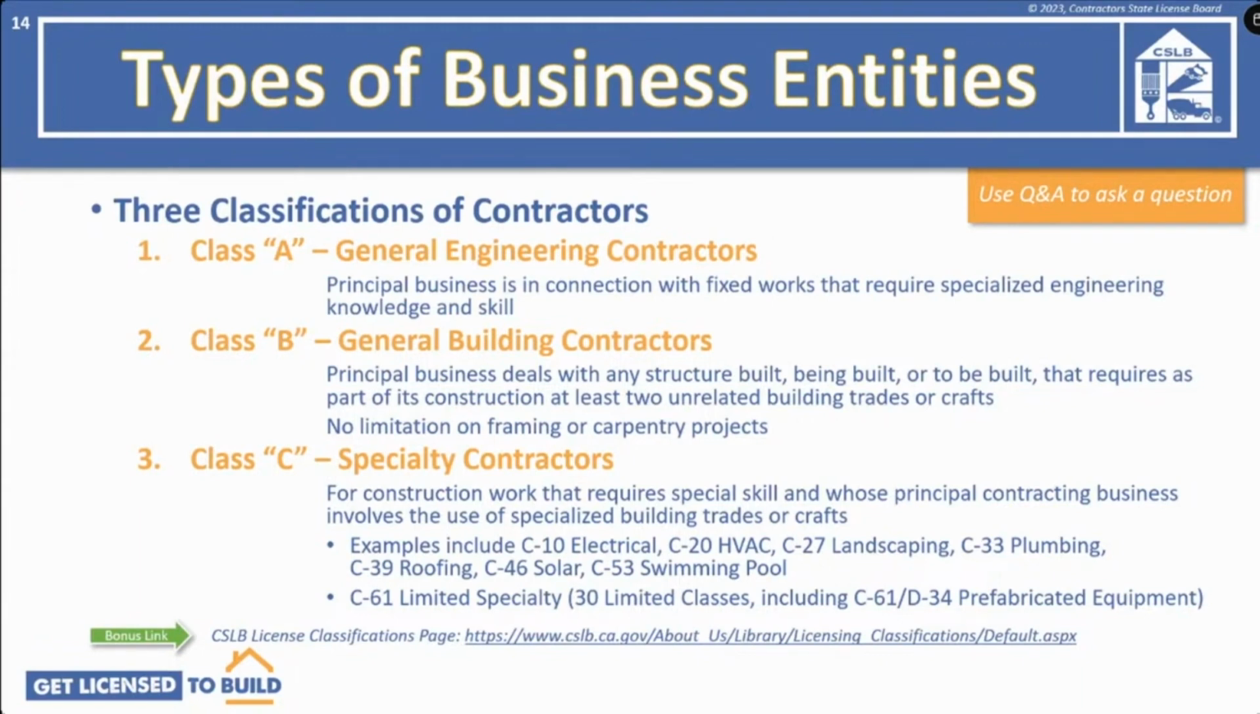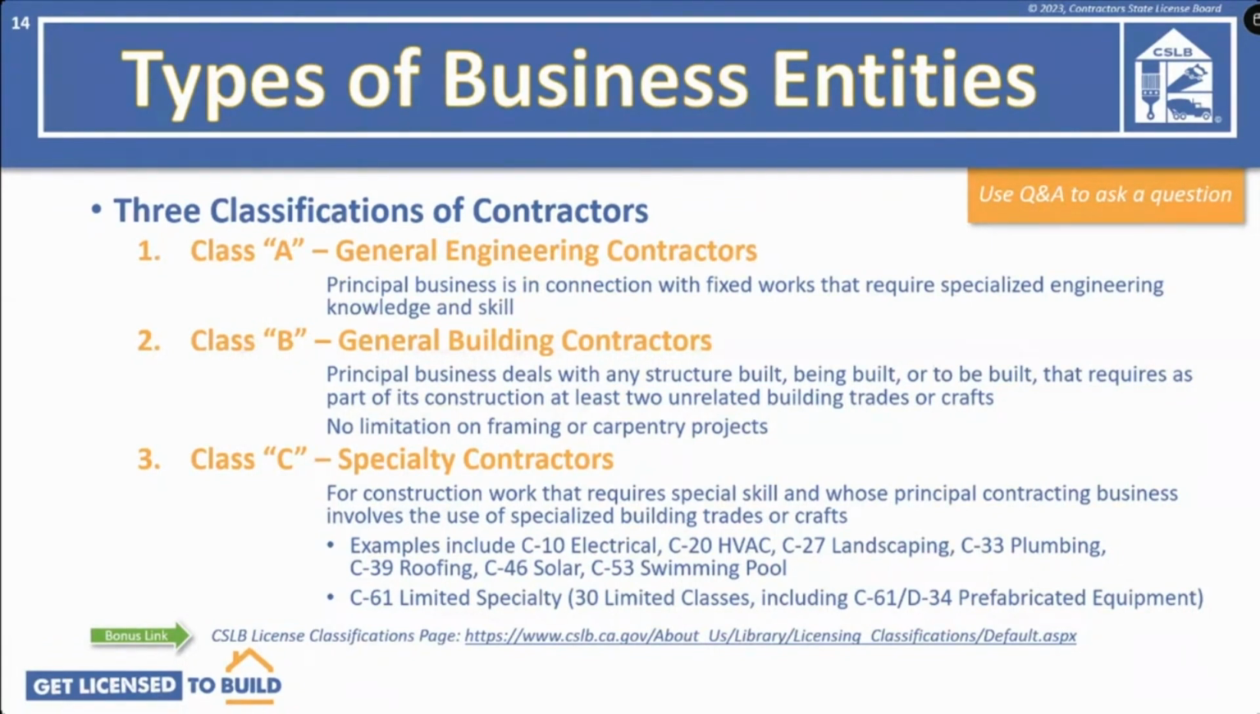First is Class A, or general engineering contractors. These are contractors who deal with fixed works that require specialized engineering knowledge and skill. A contractors are the ones who build projects such as freeways, skyscrapers, and dams. Today, there are over 19,000 A contractors in the state of California.